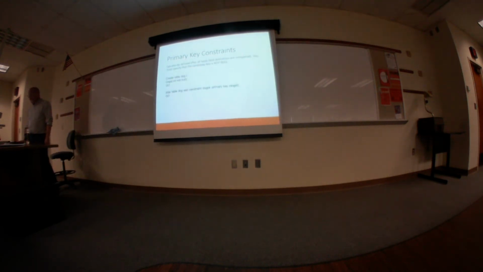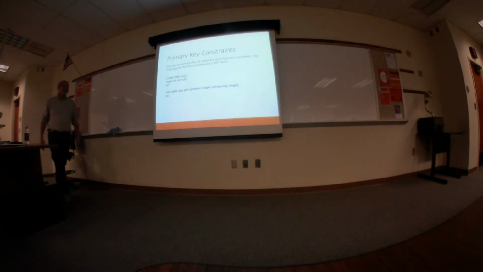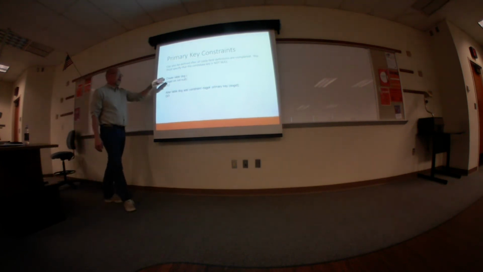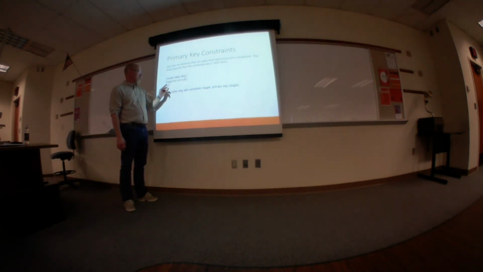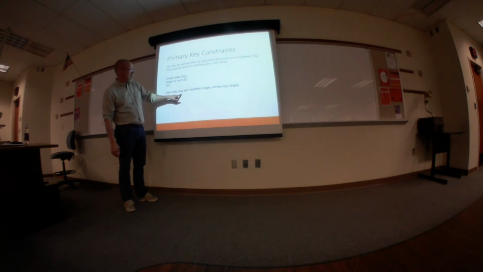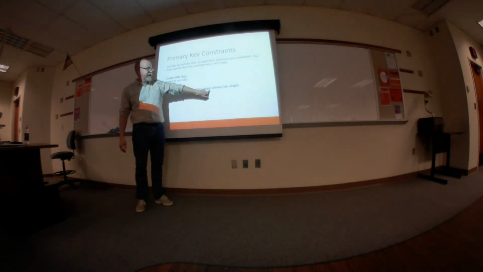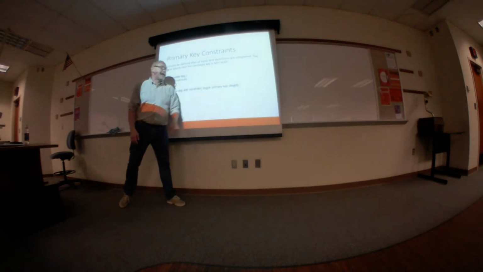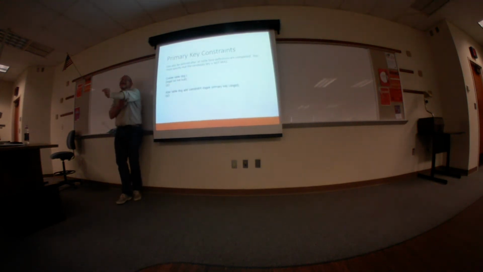The right way, the best way, really, is to do this. Create table dog, dog ID int, not null, go. Alter table dog, add constraint, constraint name, primary key dog ID. That's nice. Why do I like that? Anybody got an opinion? It breaks up the statements. Would you say that's easy to read?